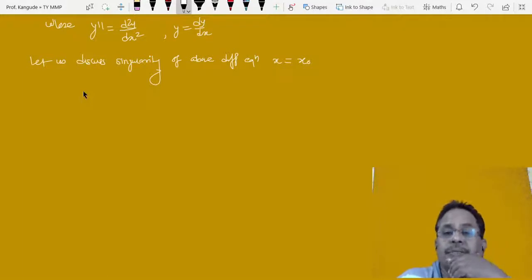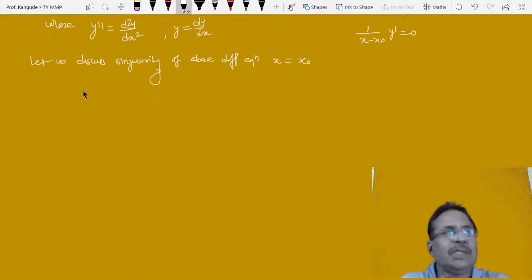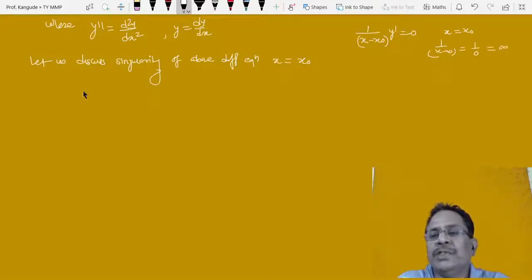Now look at here. I am having this equation like this, something like p of x equal to 1 upon x minus x0, and then y dash is equal to 0. Now see here, when x takes the value x0, then this particular bracket, 1 upon x minus x0, will become 1 upon 0, and we know that 1 upon 0 is infinity.